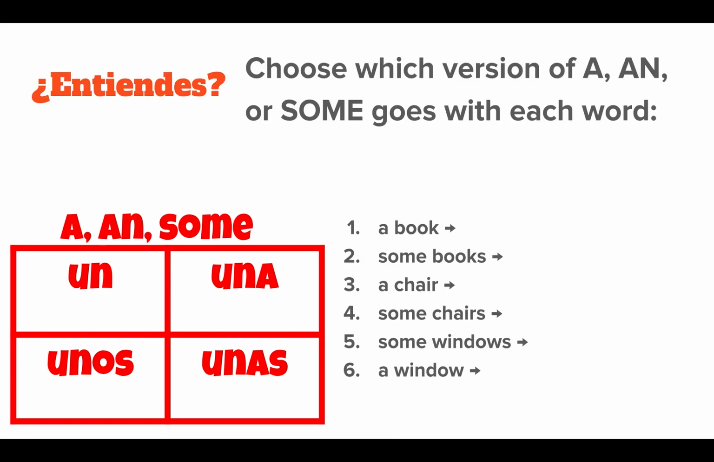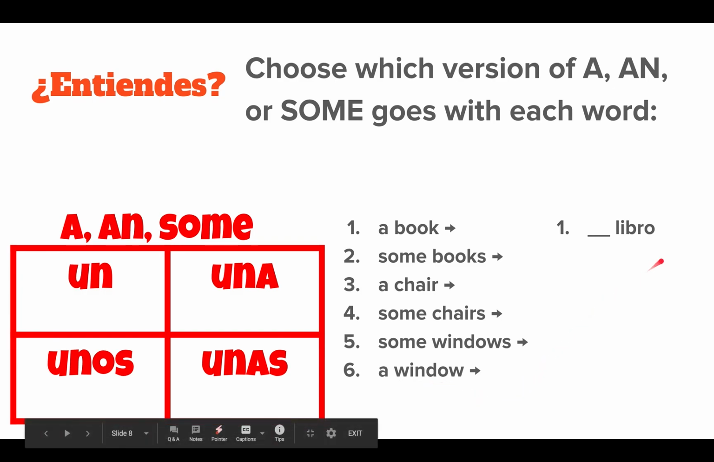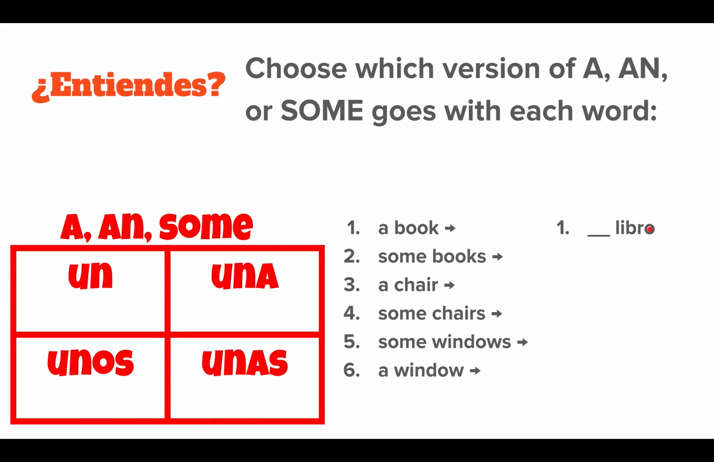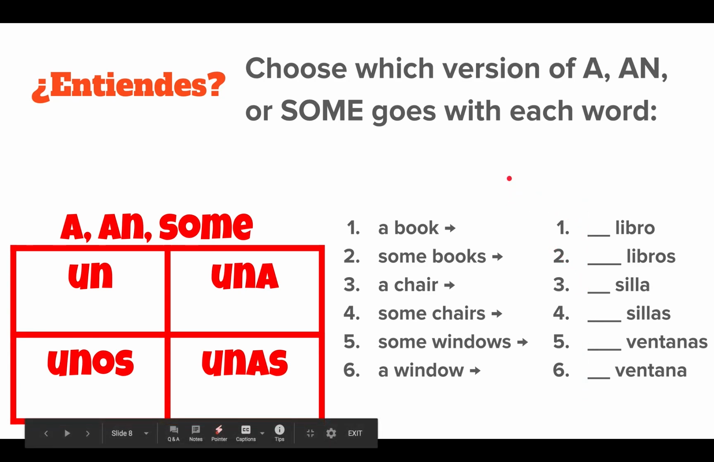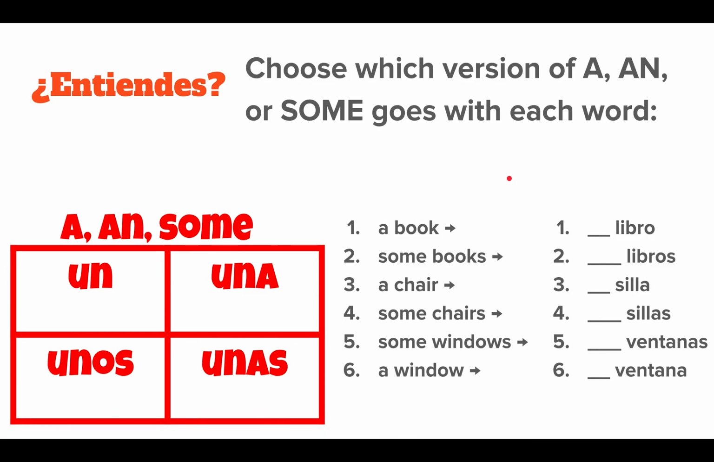So again, let's do one example together, and then you try the rest. This is a book. The book is singular and it's masculine. We can tell from the O on the end. We want un. We want un libro. Okay? Pause the video and try the rest. See if you can get the correct answers.